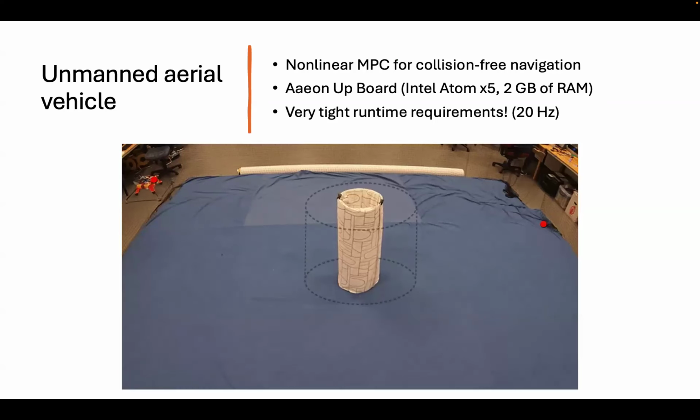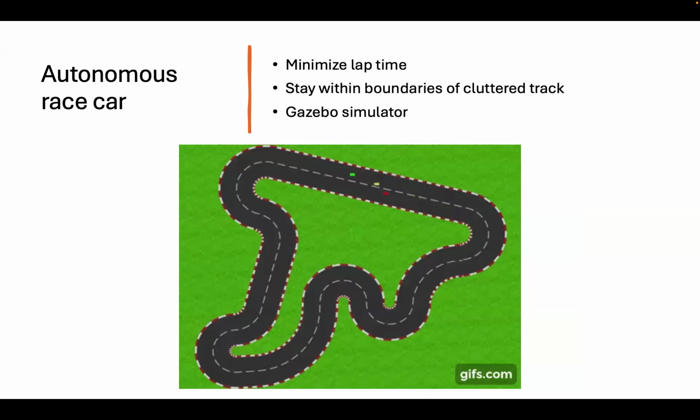Here we have a quadcopter that's using nonlinear MPC to avoid the cylinder in the middle, and it's just moving from point to point. This is on an Up board, and anyone who's worked with quadcopters knows that there are pretty tight runtime requirements to be able to fly, so this proves that Open can solve things very quickly. Here we have a portion of a simulation where the little yellow thing is a scale race car, and this is in Gazebo simulator, where the race car has to minimize its lap time while staying within the boundaries of the track and maneuvering around the obstacles or the other cars on the track.